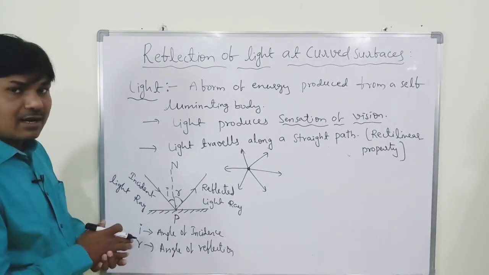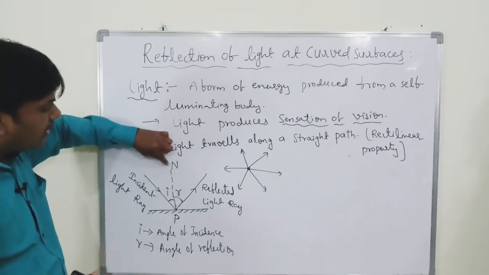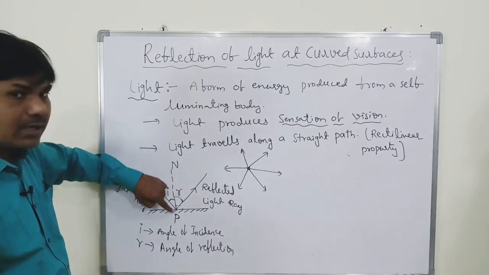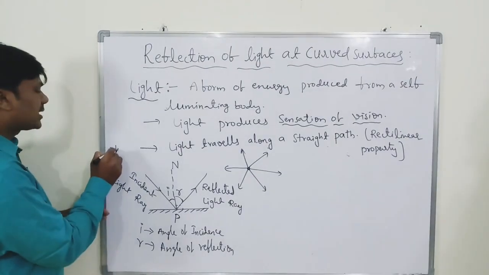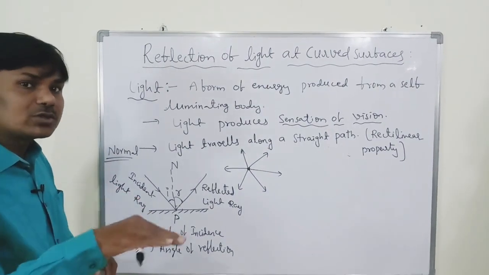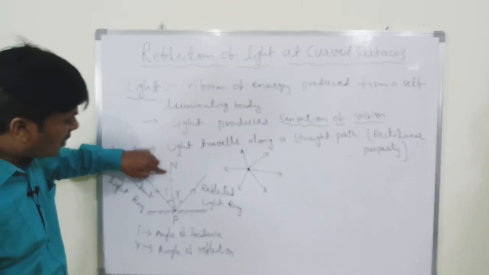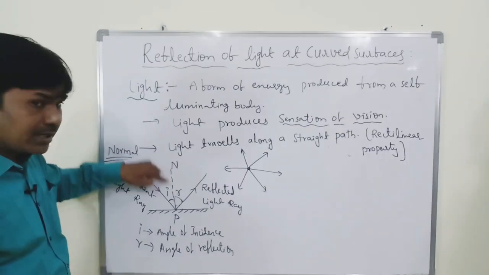To measure the angle of incidence and angle of reflection, what is needed? A normal. Normal means a perpendicular line. Normal, in the sense of a line perpendicular to a surface, is called the normal to that surface. First of all, we should draw a normal. Normal means a perpendicular line.